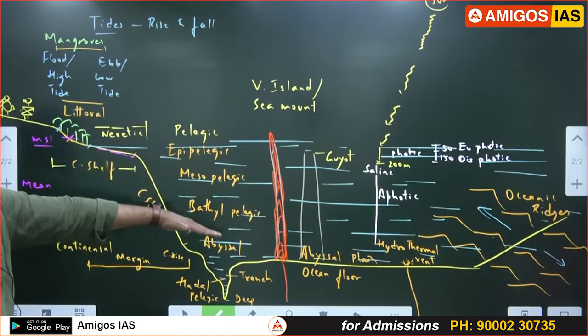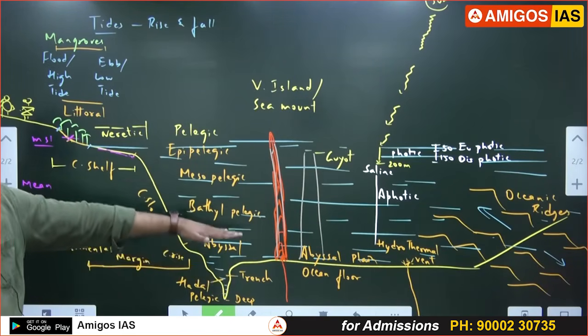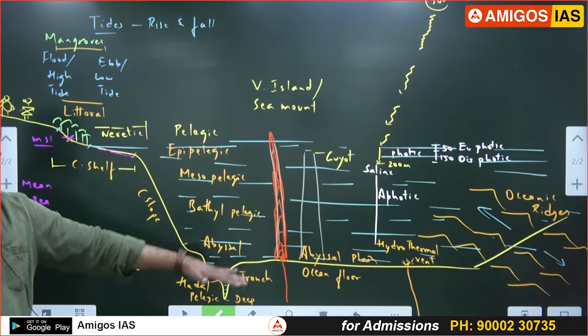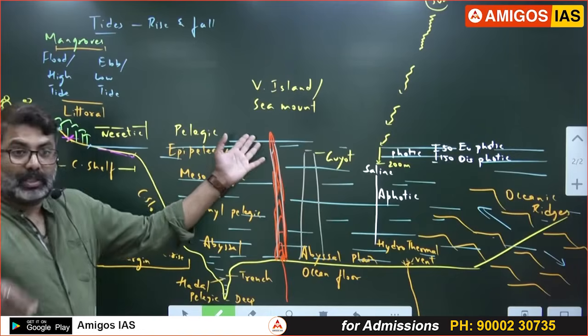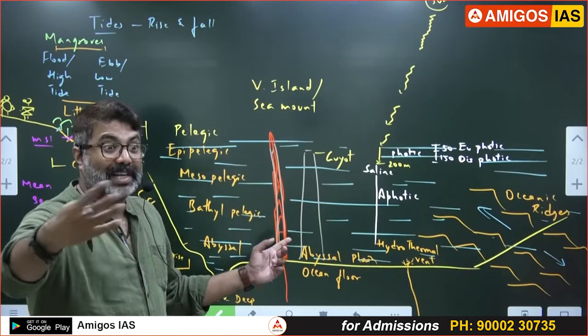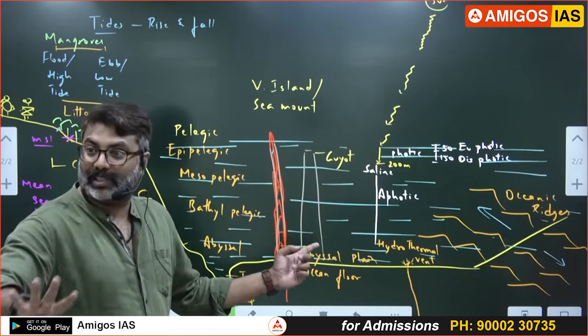As you come down, what happens? Sunlight penetration is less, temperature decreases. Salinity increases, more salt water, because in the upper part less salt will be dissolved. As you come down, more and more salt will be dissolved. The water gets more saline. Temperature becomes very low here. It becomes 4 degrees at the bottom.